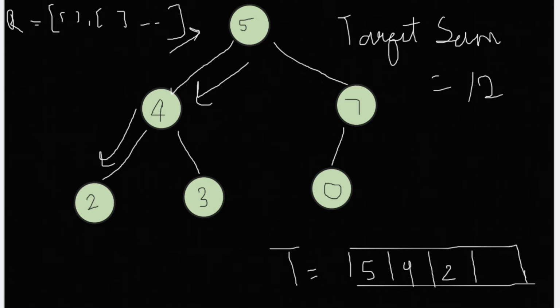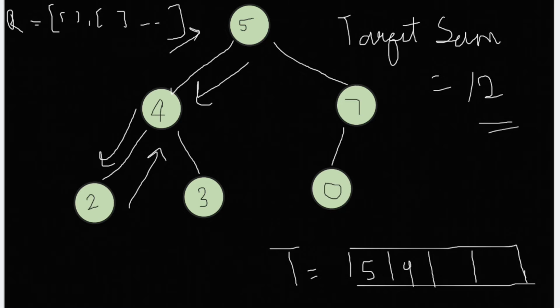After encountering a leaf node, we need to check if the sum of all the values in our temporary array equates to our target sum or not. If so, then we'll push this temporary array to our resultant array. And if that's not the case, then we'll backtrack from here and remove the subsequent values that we passed through. Since 5, 4 and 2 when added together do not equate to 12, we'll backtrack from here and remove 2 from our temporary array.